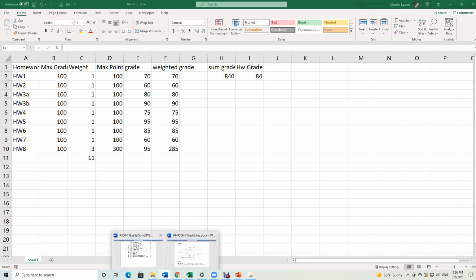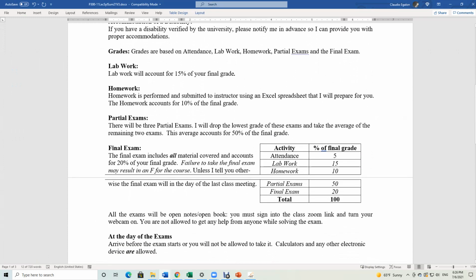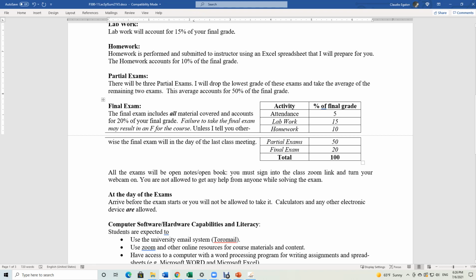Let me show you the schedule here, the syllabus. Here you go, Yareli. That's covered right in this table. Attendance is 5%, lab work is 15%, homework is 10%, partial exam is 50%, and final exam is 20%. So if you came to every meeting, you get 5 points. If you get 100% on all the lab work, you get 15 points, and so on. Each of those activities, you're going to calculate the average grade of them. The final exam accounts for 20% of your final grade.